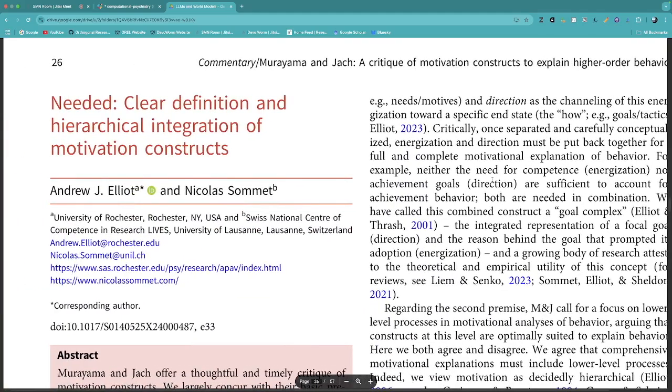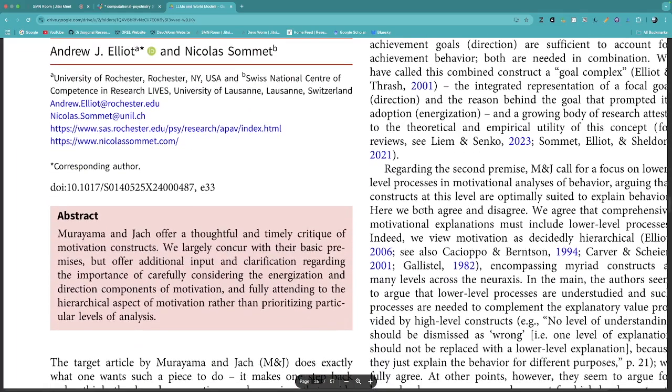And then the last one I'll do is Needed: Clear Definition and Hierarchical Integration of Motivation Constructs. And the abstract here reads, Murayama and Jach offer a thoughtful and timely critique of motivation constructs. We largely concur with their basic premise, but offer additional input and clarification regarding the importance of carefully considering the energization and direction components of motivation and fully attending to the hierarchical aspect of motivation rather than prioritizing particular levels of analysis.